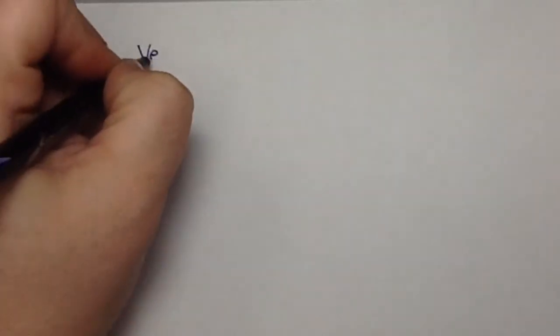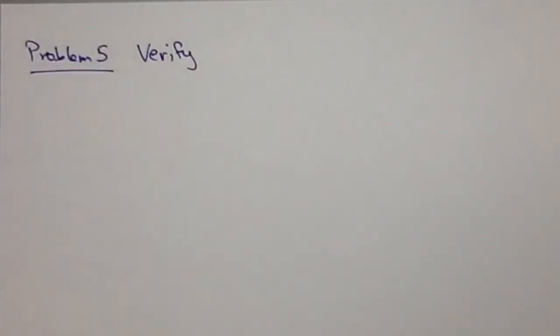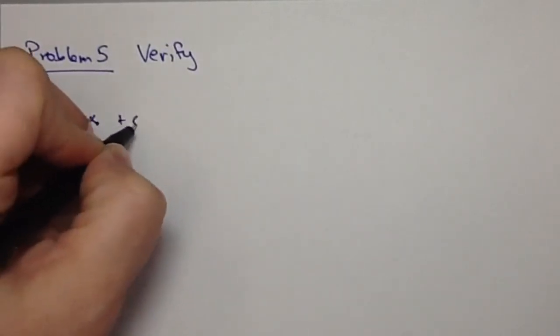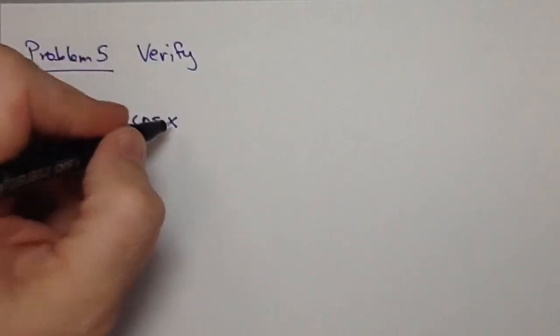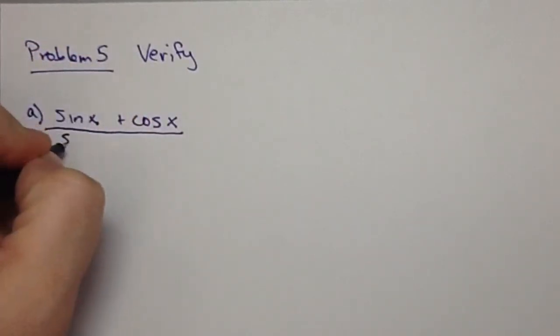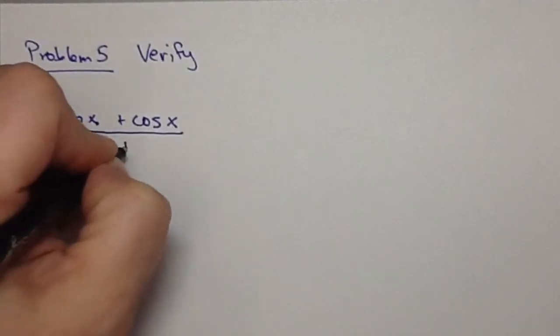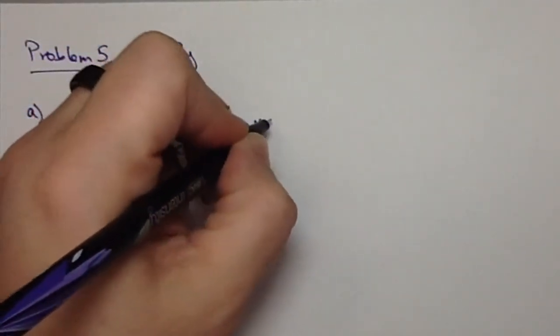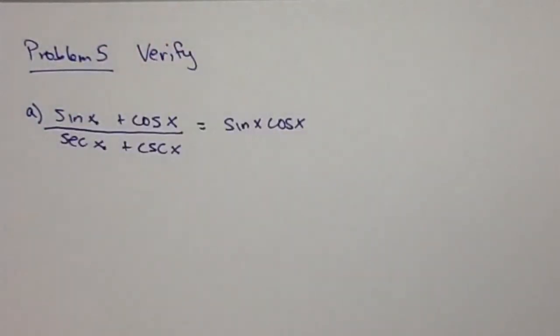So in problem number 5, we are asked to verify a couple of things. There are two parts, A and B. Problem 5A asks us to verify (sine x plus cosine x) over (secant x plus cosecant x) is equal to sine x times cosine x.